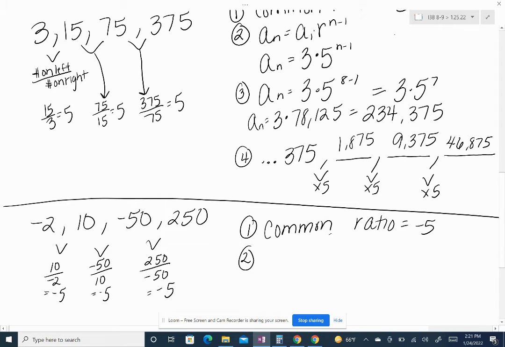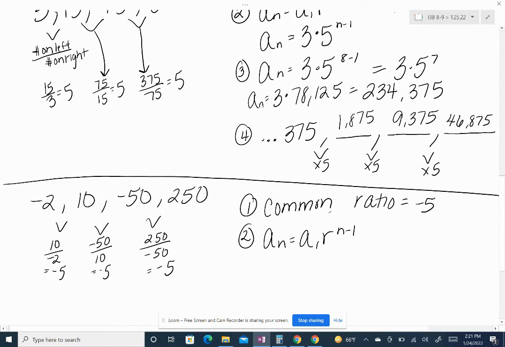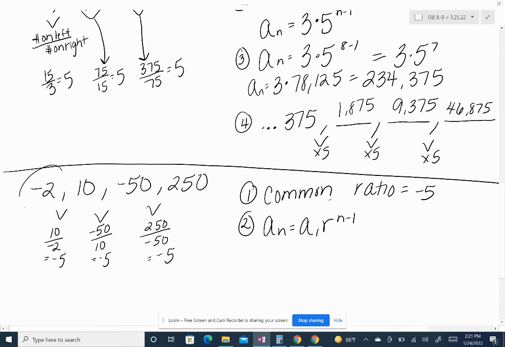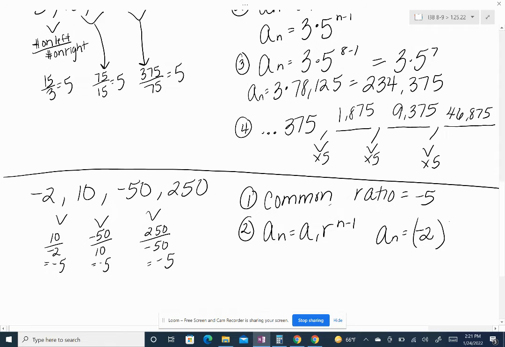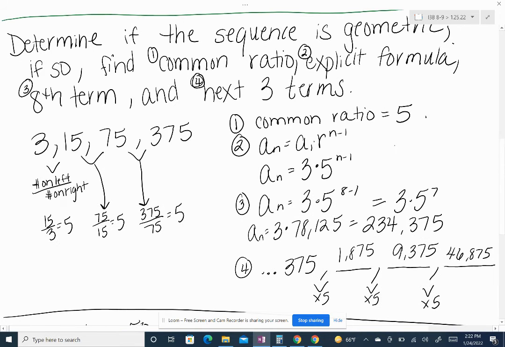Okay, so I'm going to use that same explicit formula. A of n is equal to A1 times r to the n minus 1. My first term is the one right here, so my first term is negative 2. I'm going to keep that in parentheses just to keep everything coordinated. My r is negative 5. And we don't know what n is yet, so it's going to be n minus 1. And that's going to be your explicit formula. Number 3 is the same as number 3 above, where it's asking for the 8th term.